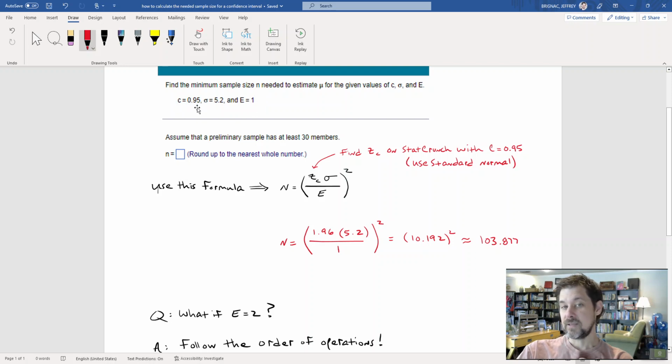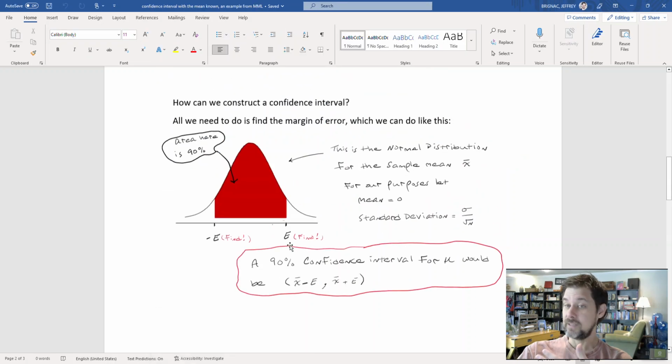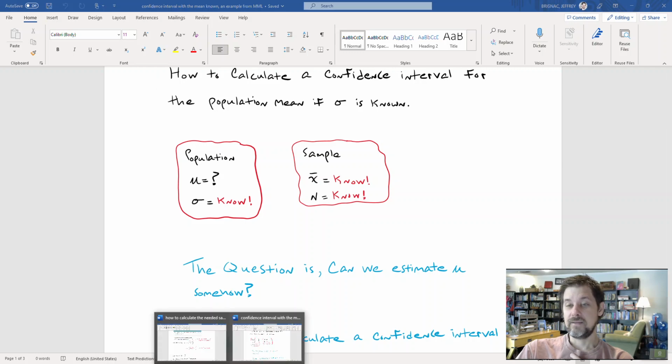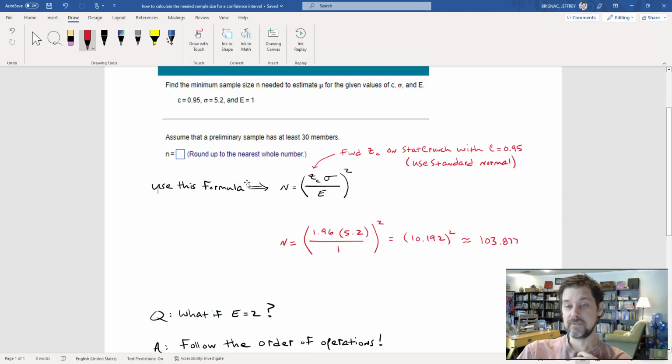So C means I want a 95% confidence interval. Sigma, the population standard deviation, is 5.2, and E is the margin of error that I mentioned before. So what sample size? How big does the sample have to be? That's what it's asking us, because we take the sample and it's of a certain size, and the size of that sample determines a lot about the confidence interval, so we're trying to figure out the sample size. Here's how you do it.